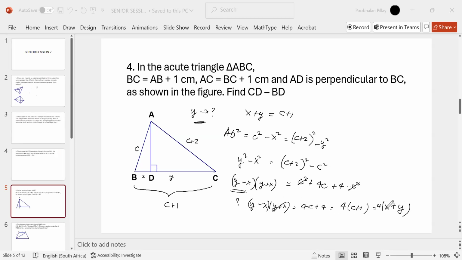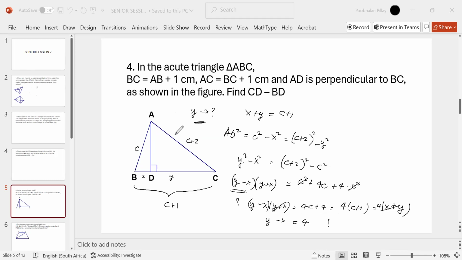So I can cancel the 2x plus y's. I can't cancel, it's not 0, obviously. You can't have the sum of these two things equal to 0. Otherwise, you have got a triangle with 0 side, which is impossible. So when you cancel, you get y minus x equals 4. Right, that's very nice.